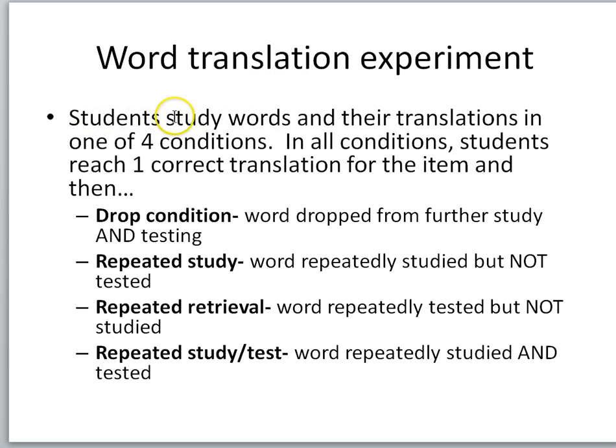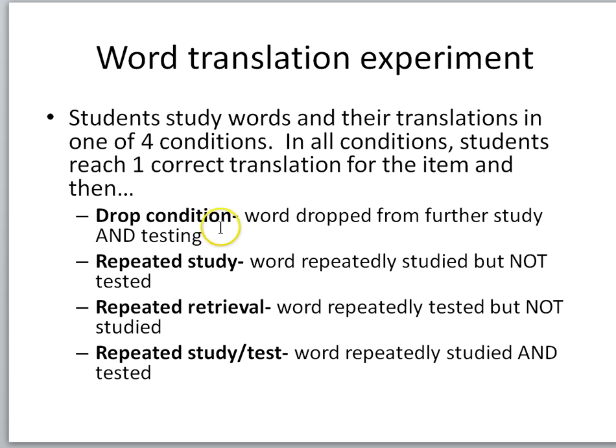So here's the experiment. Students study words and their translations in one of four conditions. In all the conditions, the students study until they reach one correct translation for each item, and then they are put into one of four groups. In other words, for each word in the list of words that you have to study, if you can retrieve the translation correctly one time, that's when you are then assigned to one of these groups.